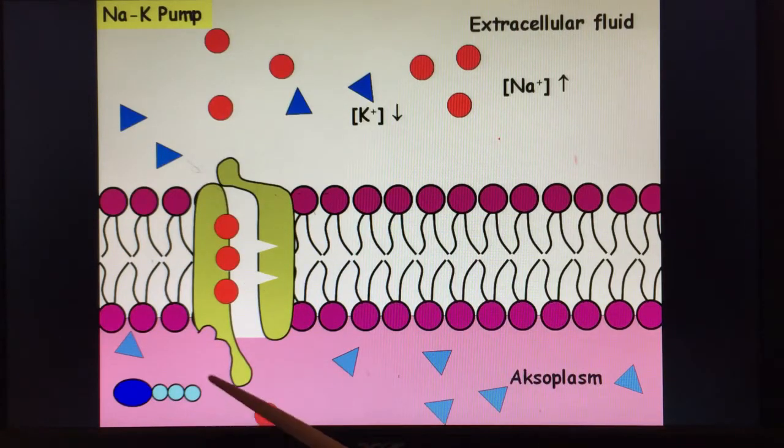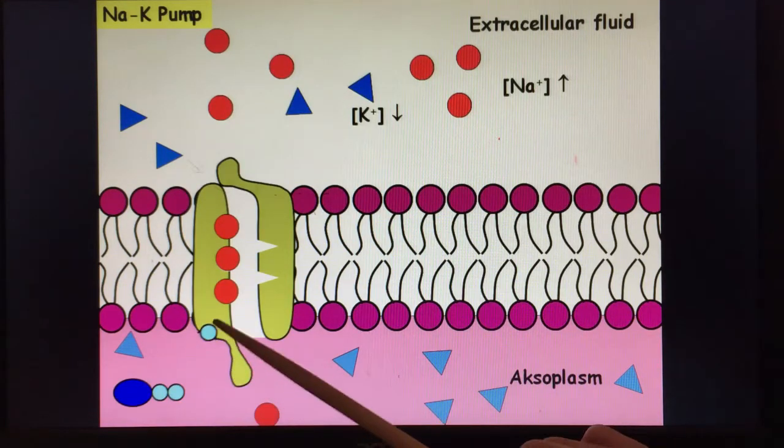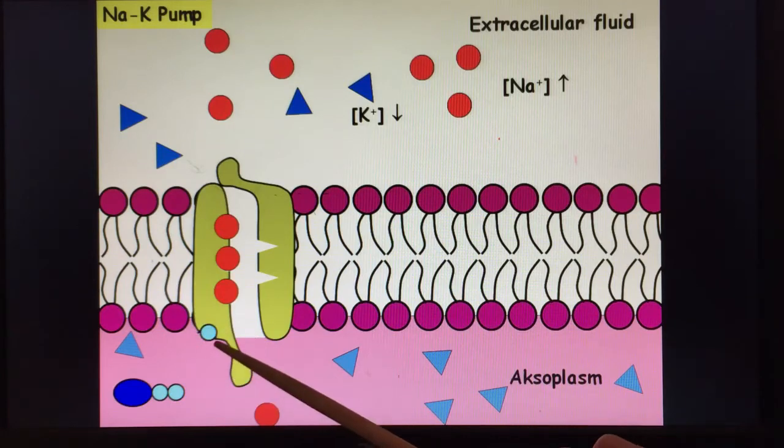And then this structure representing the ATP. ATP is needed in the process in order to transport substances against its concentration gradient. ATP is hydrolyzed to form ADP and phosphate. The inorganic phosphate binds to the transport protein.